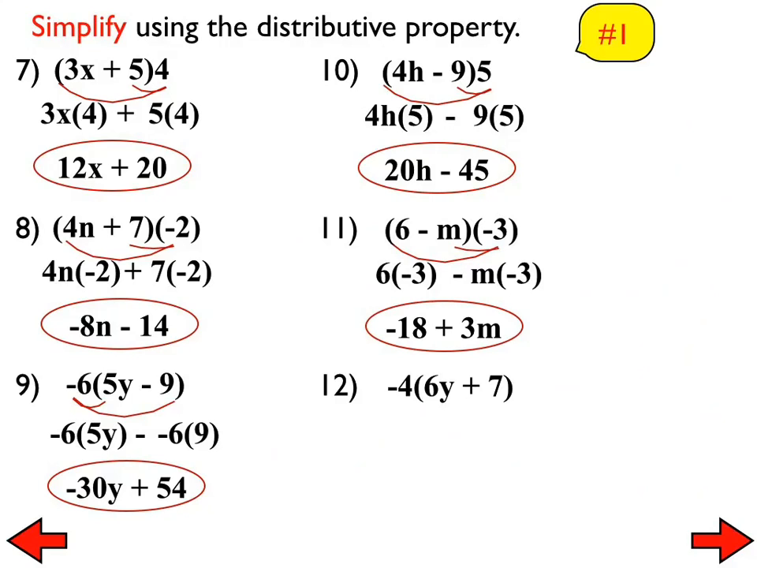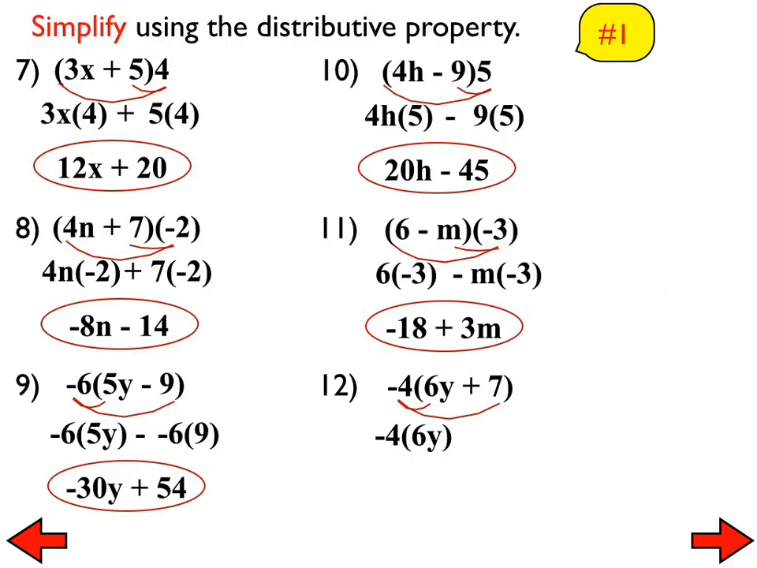All right, and then number 12, the number is already out front. That's good. I'm going to multiply that times that. What is negative 4 times 6y? Say it, please. Negative 24y. Don't forget the y. And then what is negative 4 times 7? Negative 28. So that's one way of writing it. The preferred way is actually negative 24y minus 28. But those two things are really equivalent to each other.